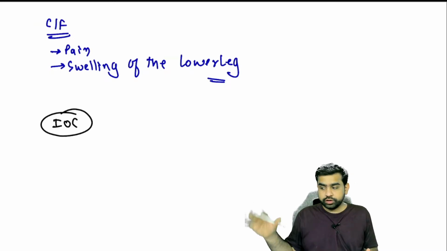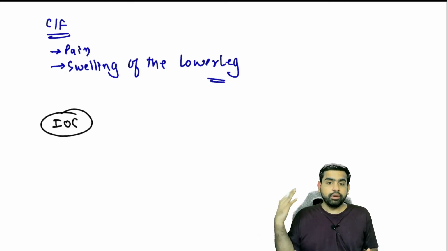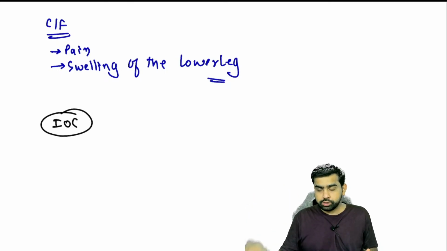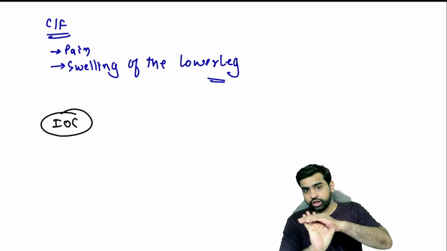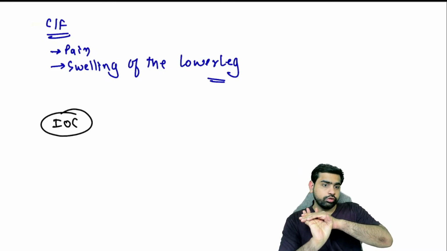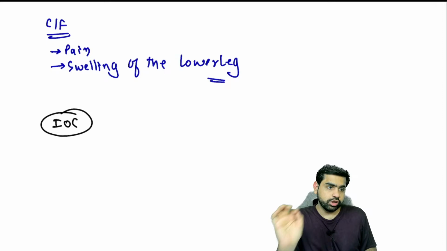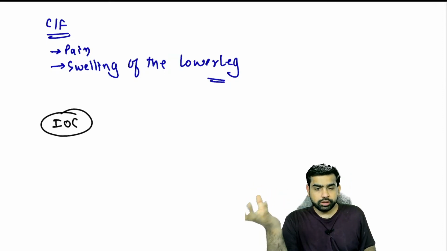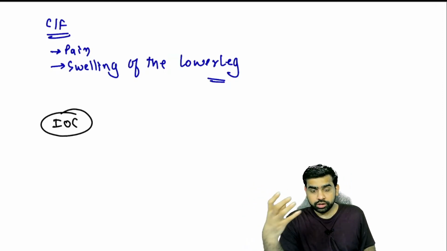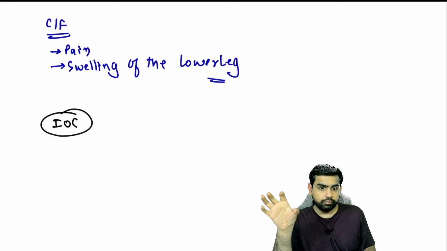So you would have heard of this Homan sign and you would have heard of this Pratt sign. So what is a Homan sign? Homan sign is basically that when you do a dorsiflexion, there is a resistance to the dorsiflexion of the lower leg. That is what is called as a Homan sign. Then there is something which is called as a Pratt sign, where you basically squeeze the calf muscles, and when you squeeze the calf muscles, there is a pain.